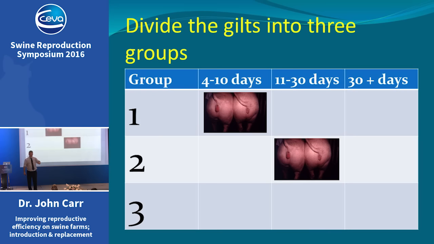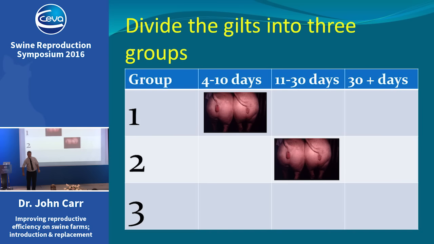Which ones live the longest? Group one, two, or three? Group one is culled at parity 6. Group two is culled at parity 4. Group three is culled at between parity 2 and 3. Is she a keeper?